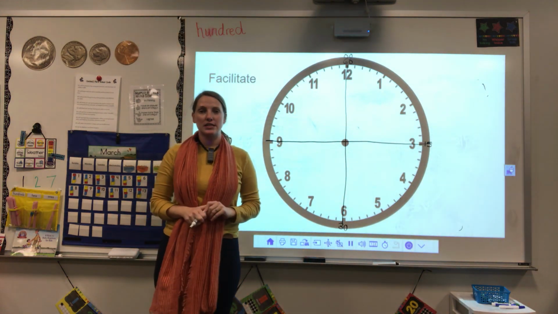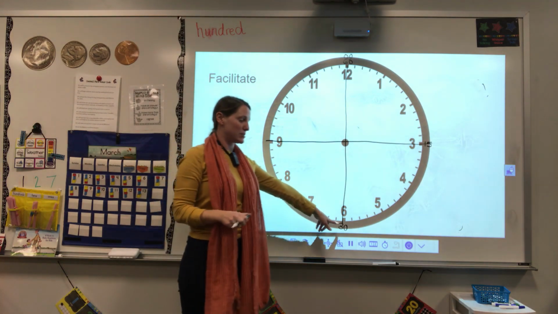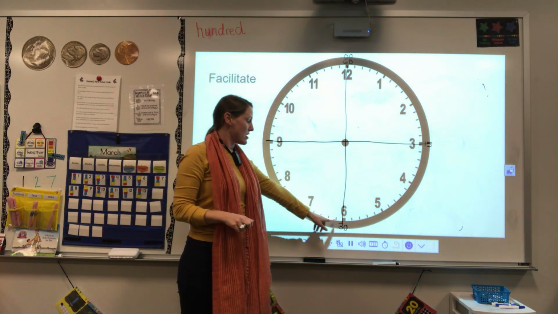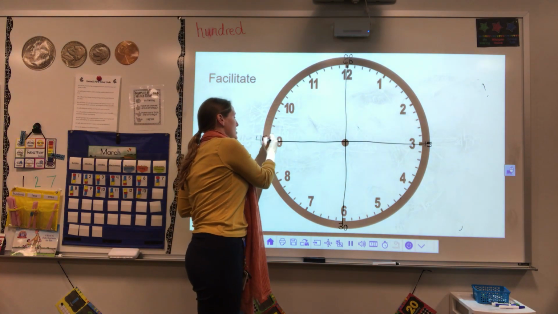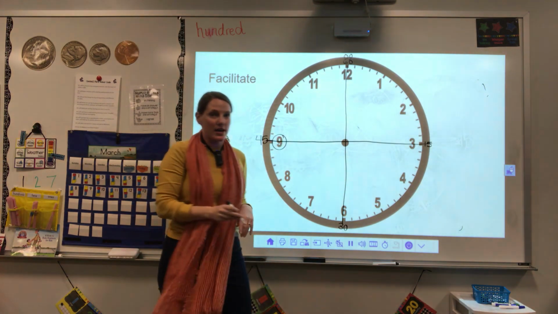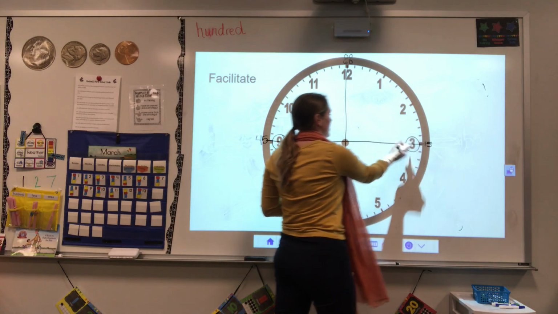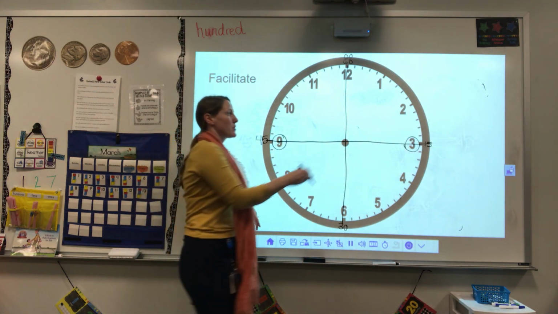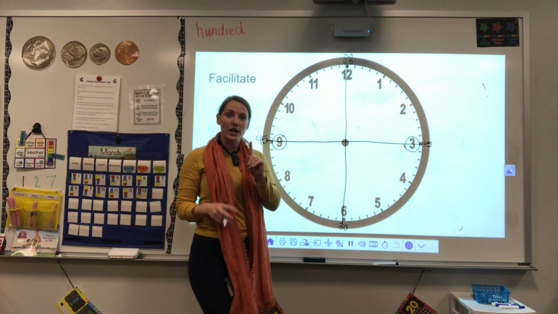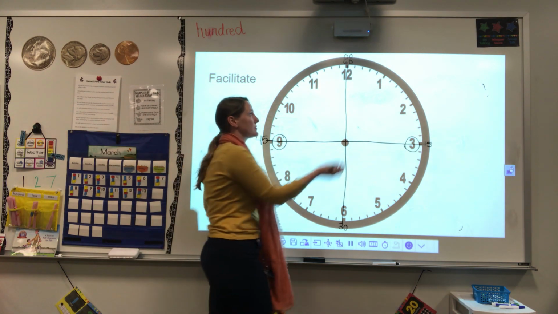If we continue to skip count by 5s, let's say we start at the 6 and go 30, 35, 40, 45. I want you to pay close attention to the 9 and the 3. These are 2 of our quarters on the clock. When we say quarters, we're talking about one of the 4 parts to this clock.